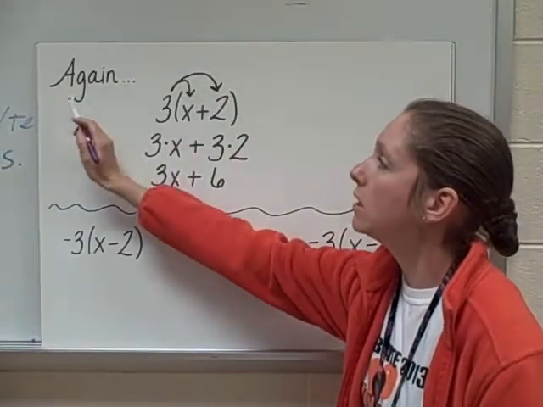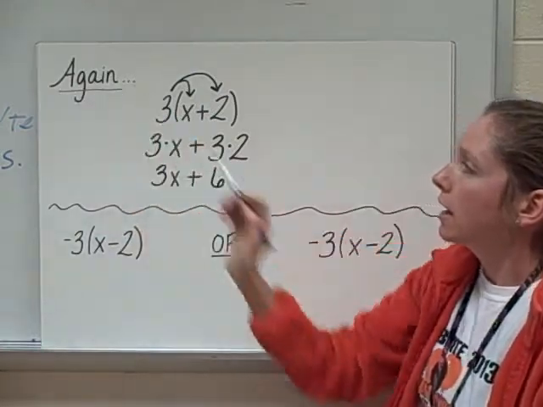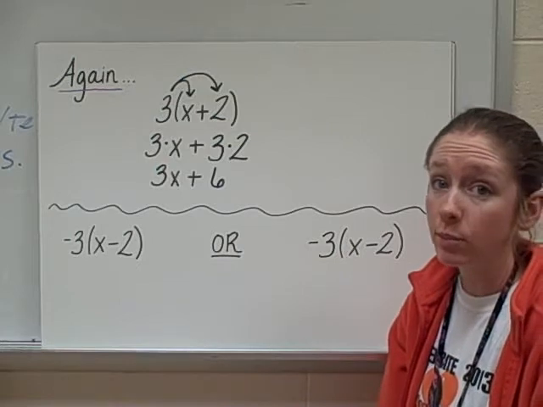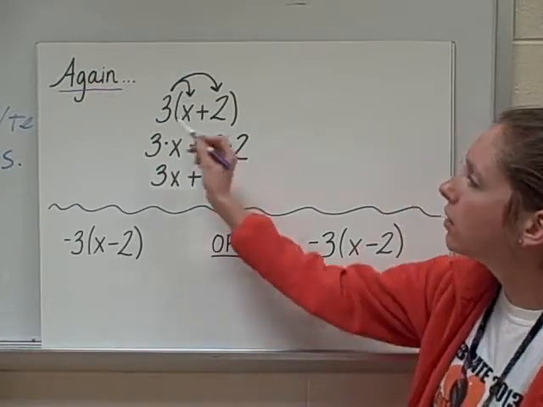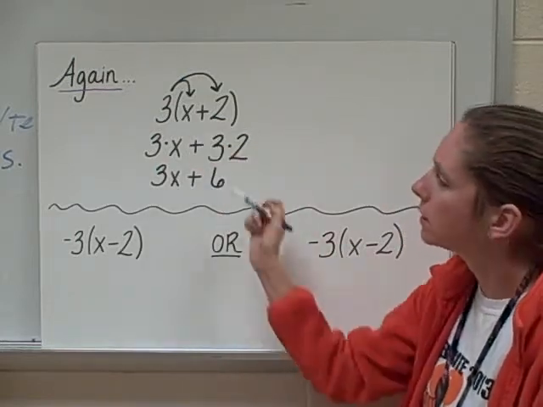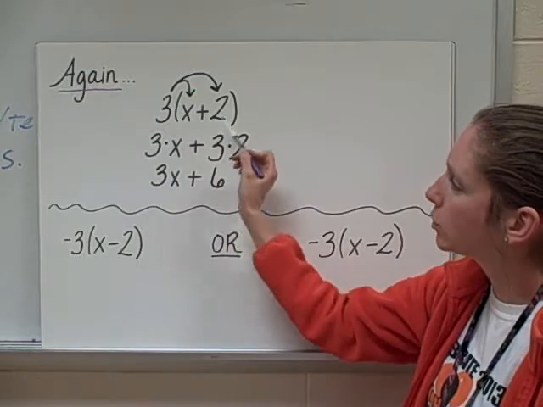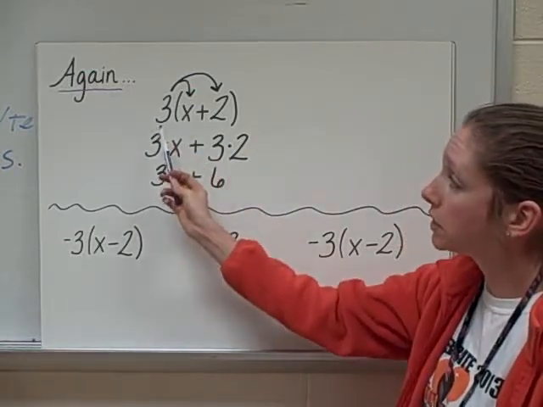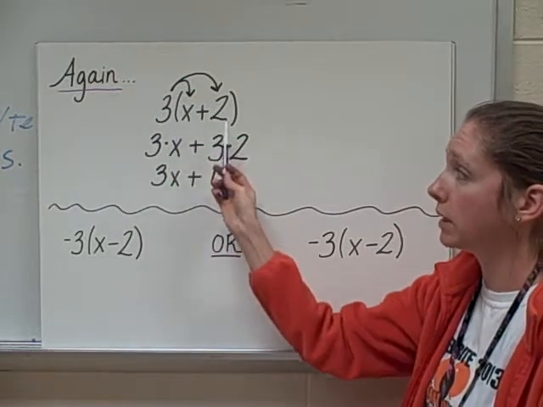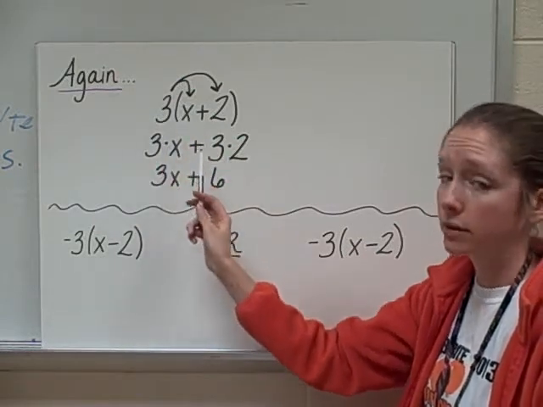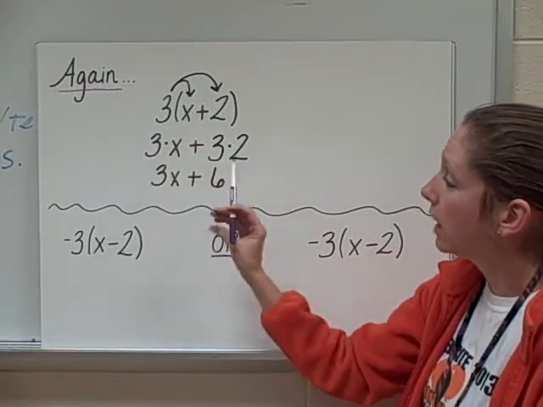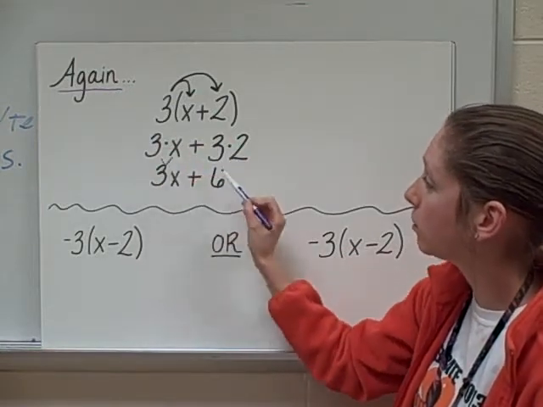Again, here it is. You can think about drawing a rectangle to represent any distributive property problem, but here it is if there was no picture with it. 3 parentheses x plus 2. The distributive property tells me I multiply what's outside to what's inside the parentheses. Notice 3 times x, just like we did in that rectangle, and 3 times 2, and I get 3x plus 6.